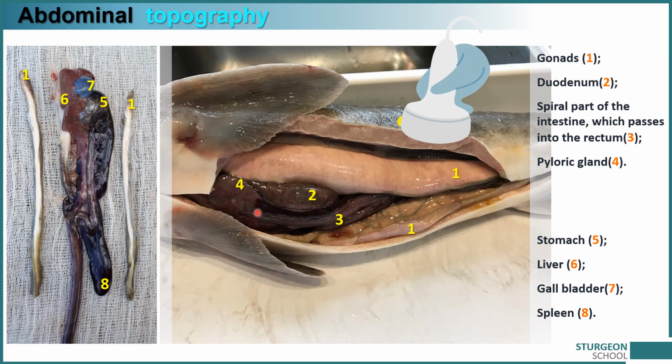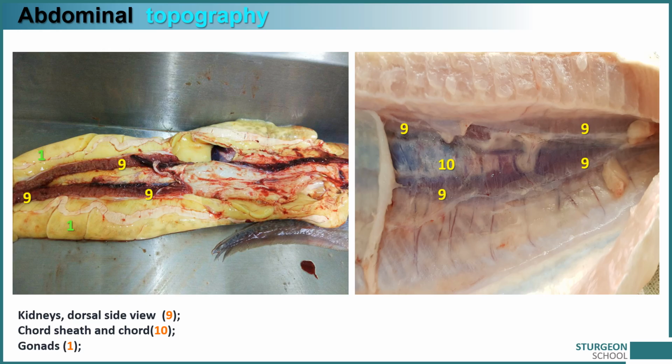The second group, organs that will not fall into the scanning area by chance, and to see them on an sonogram, you need to purposefully choose the location of the transducer accordingly. These are the stomach, liver, gallbladder, and spleen. Next, what else is shown on the echograms? The kidneys are in the pictures number 9.